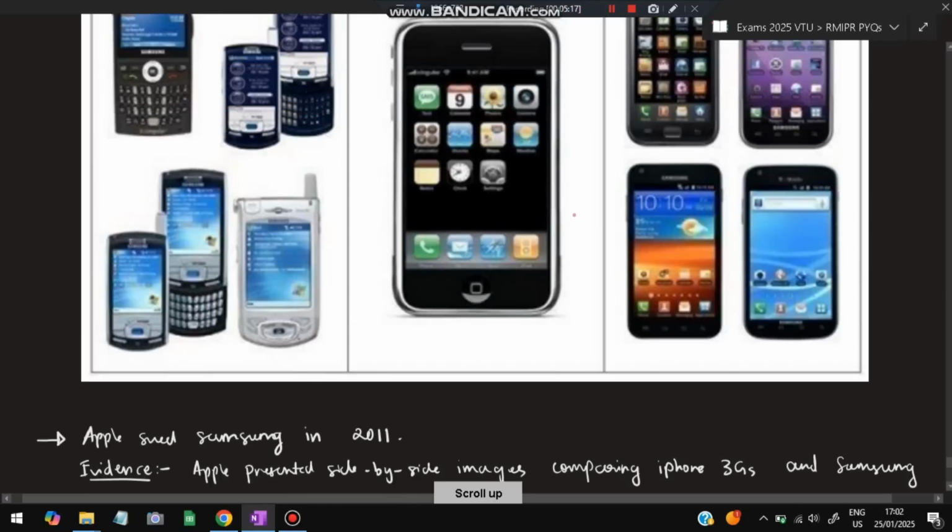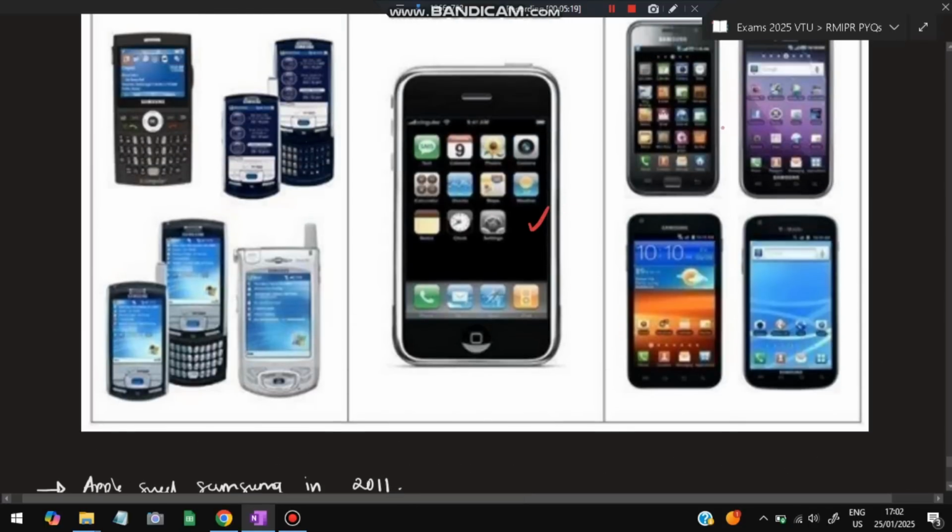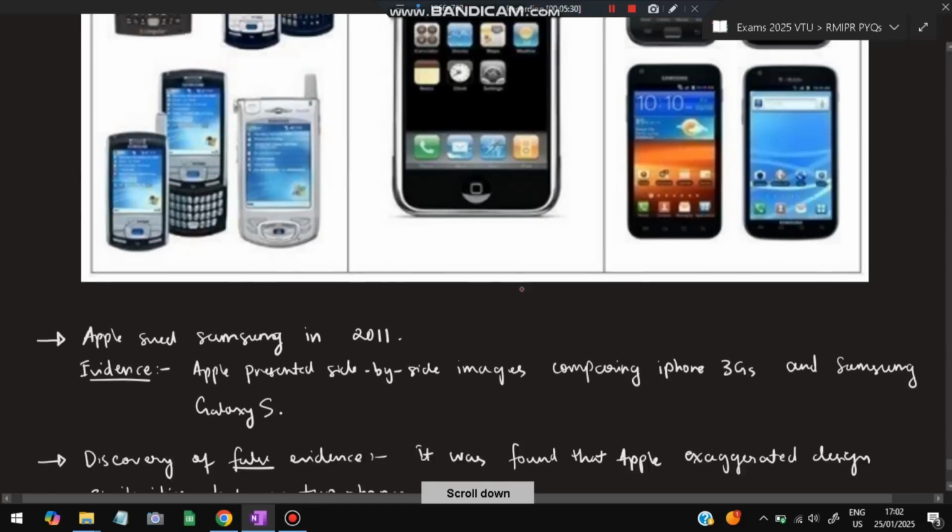Both are very similar. As you can observe, this one and this one are very similar. These ones are very similar. Okay, a button is here and a button is here, and the screen is here, the screen is here, and the microphone is here, the microphone is here, the camera is here, the camera is here. So all those things are very similar. So like that Apple told.